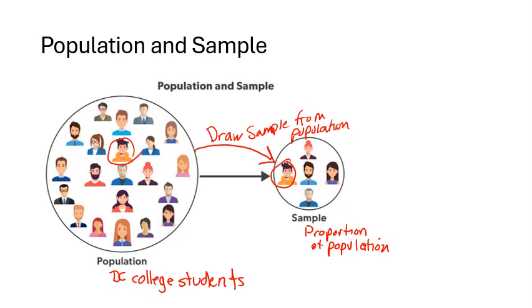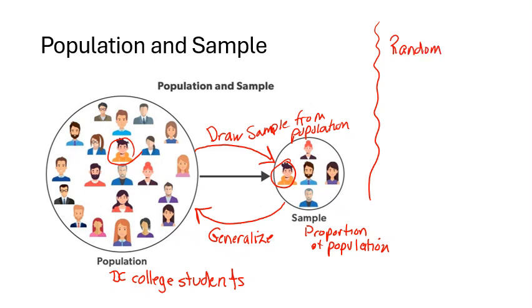And then we use information from the sample to generalize back to the population. And we'll talk a little bit later about the importance of random sampling if you want to be able to learn about the population from the sample. And that's essential for inferential statistics of a certain type.